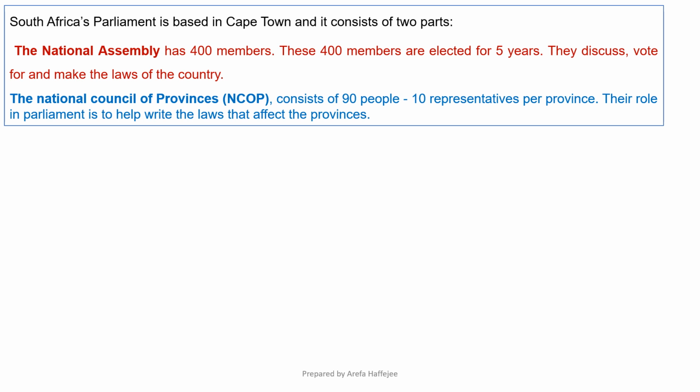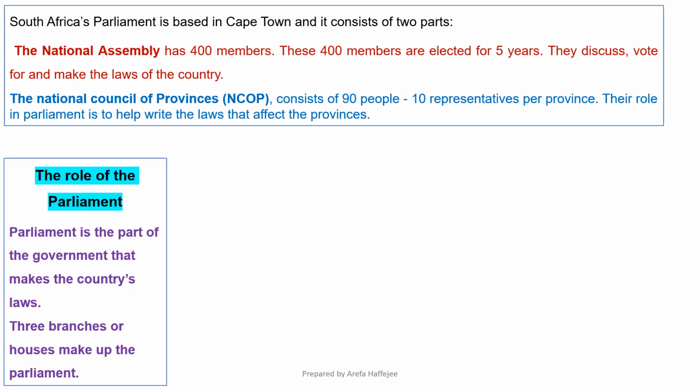The second part is the National Council of Provinces. It consists of 90 people, and in each province, 10 people are represented from there. The role of this council is basically to help write the laws that affect that province, because you must know every province is different. Now, just a simple definition of the role of the parliament: it is a part of the government that makes up the country's laws.